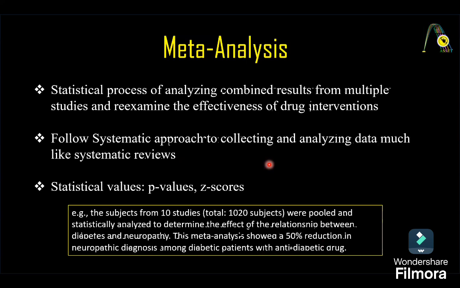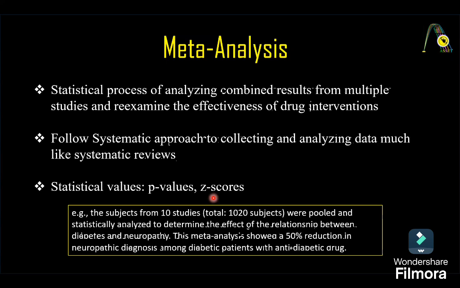So again, another important point that I'd like to highlight with meta-analysis is that the subjects from those different studies are all pooled together. You don't look at them individually; they are pooled together into one giant analysis. So this again avoids the need for conducting, for example, a large clinical trial. You're just pooling the results from all those different studies and treating it as one giant study.